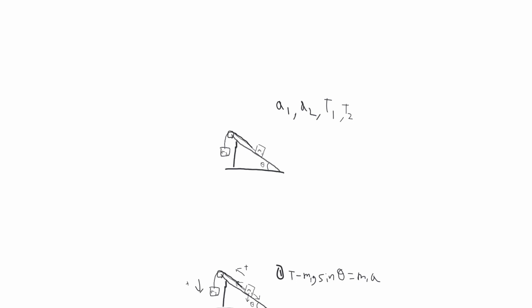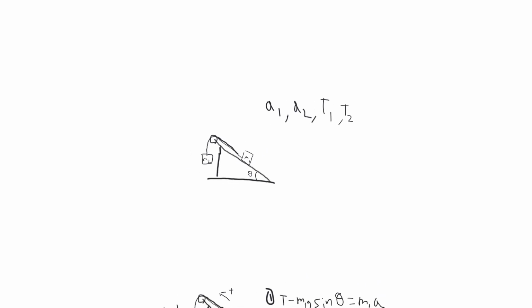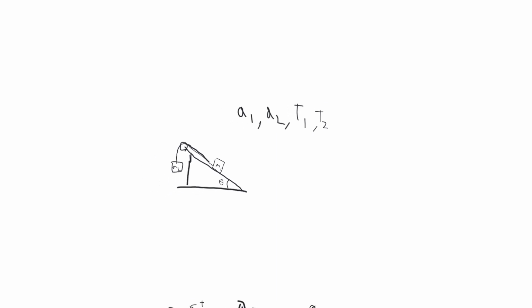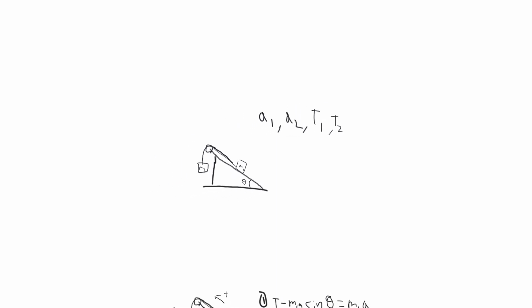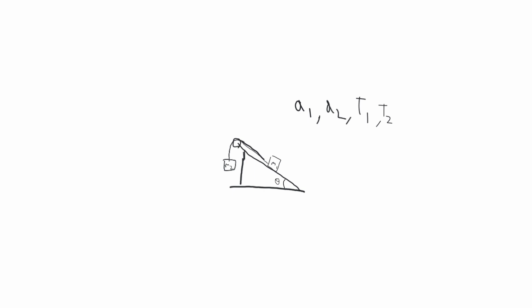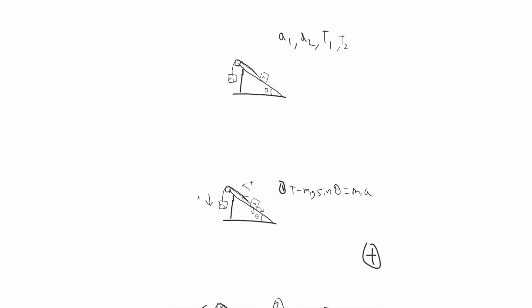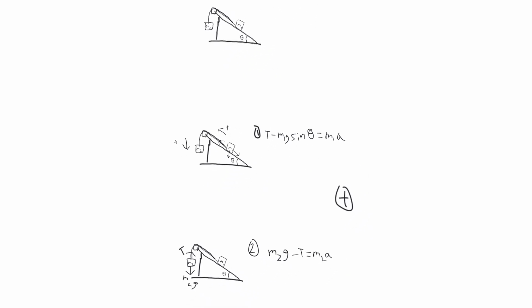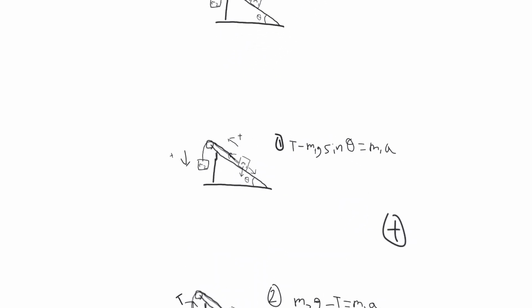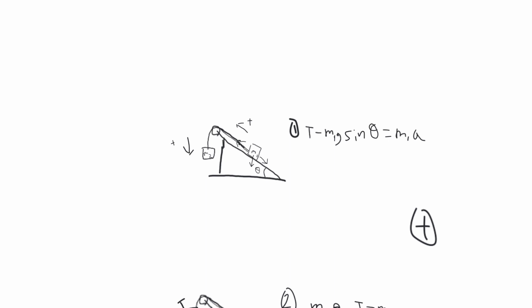Okay, so for example 9, we're asked to find the accelerations and the tensions in these connected systems. But as I said just now, it's a connected system. So we know that these two will have the same tension and the same acceleration. So should be fine with that, right?